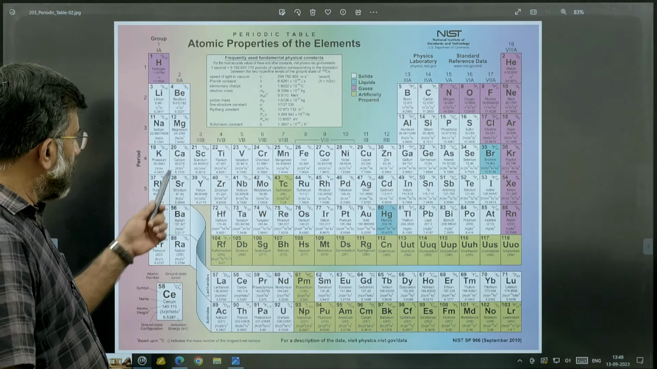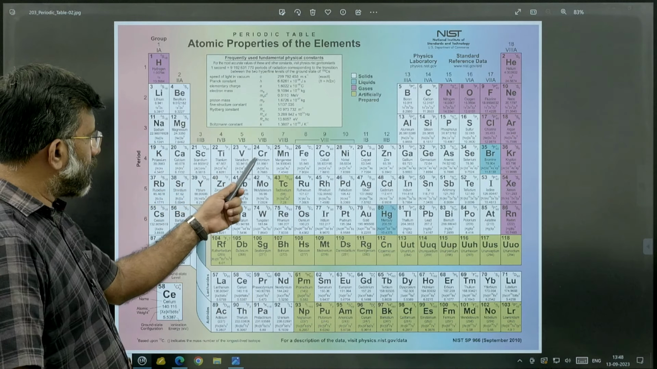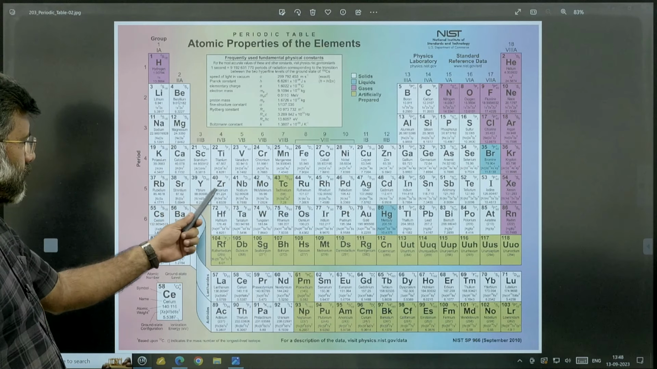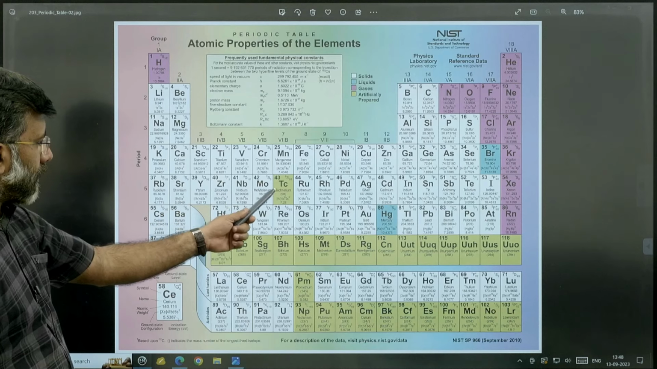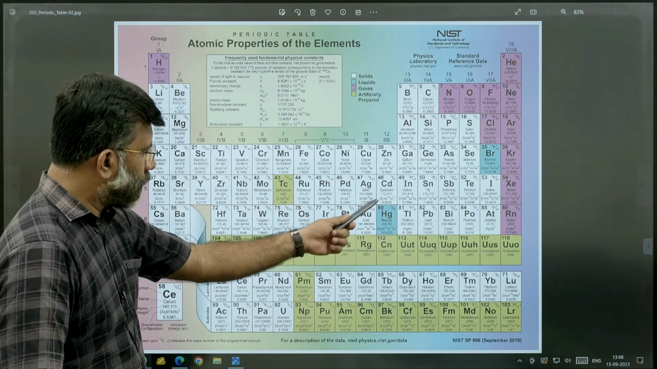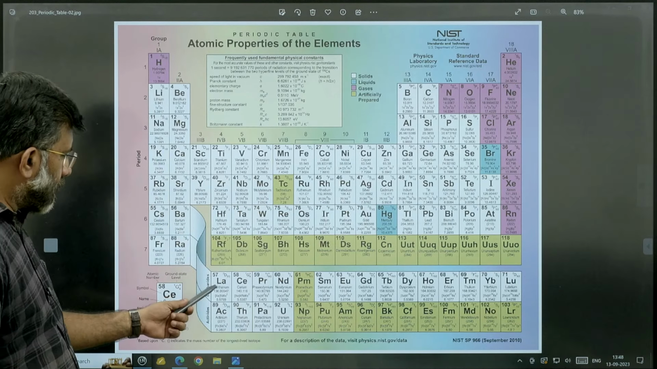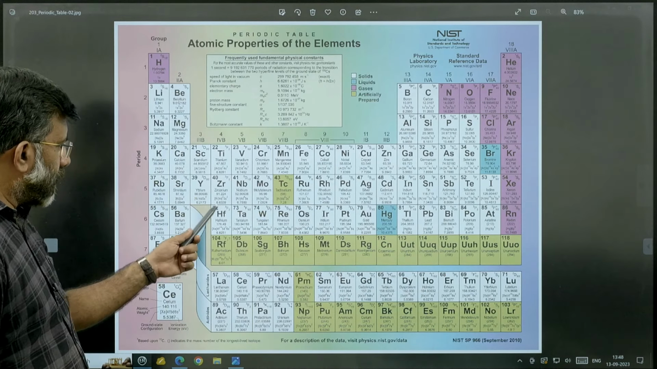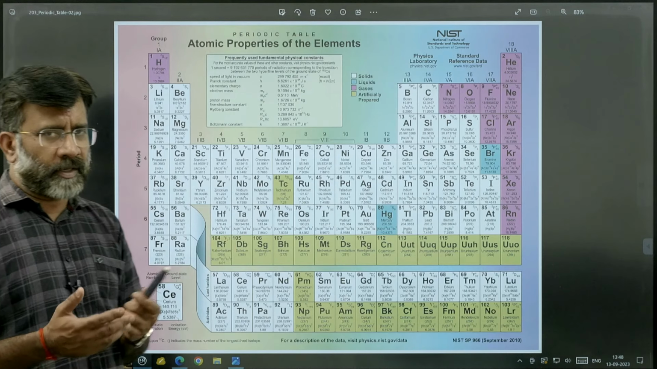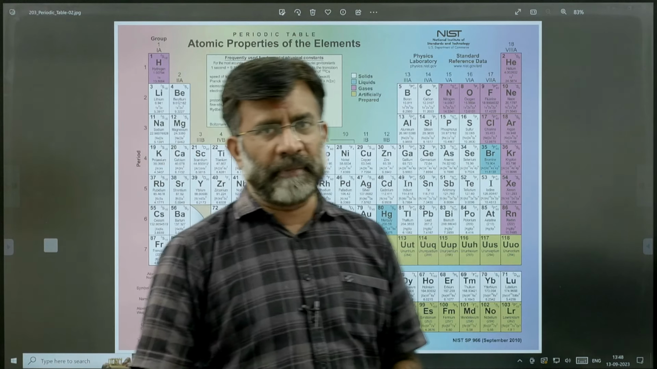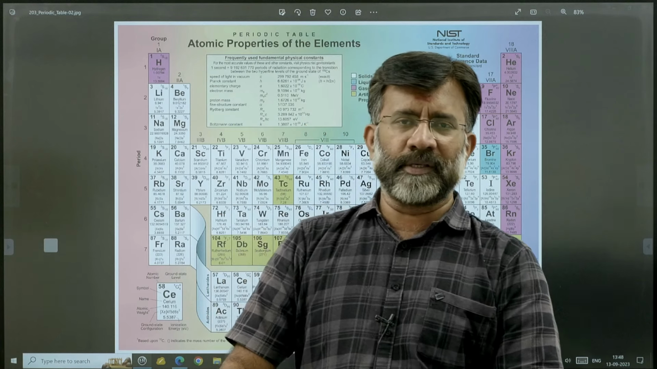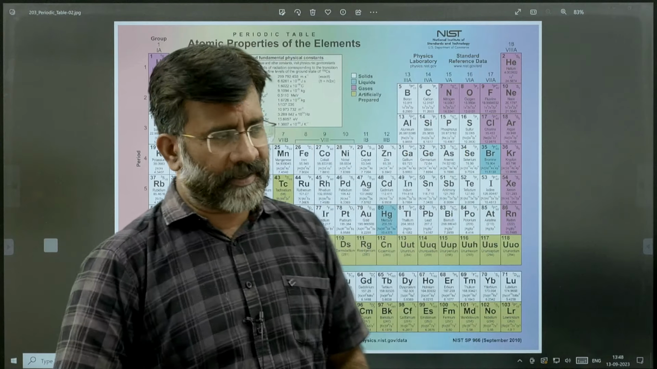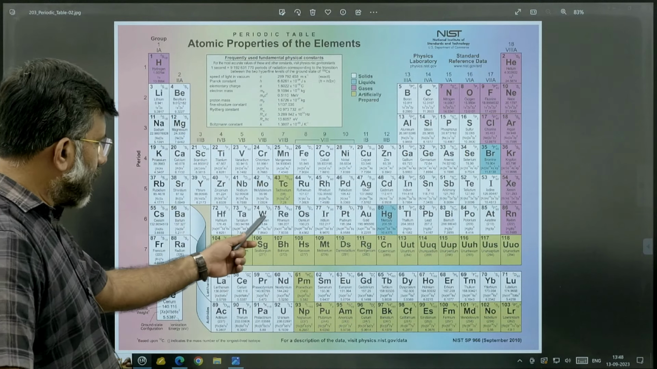So once again, scandium, titanium, vanadium, chromium, manganese, iron, cobalt, nickel, copper, zinc, yttrium, zirconium, niobium, molybdenum, technetium, ruthenium, rhodium, palladium, silver, cadmium, lanthanum, 14 elements. After that, hafnium, tantalum, tungsten. Tungsten, all of you know, is the highest melting metal. Melting point is very high. Then rhenium, osmium.